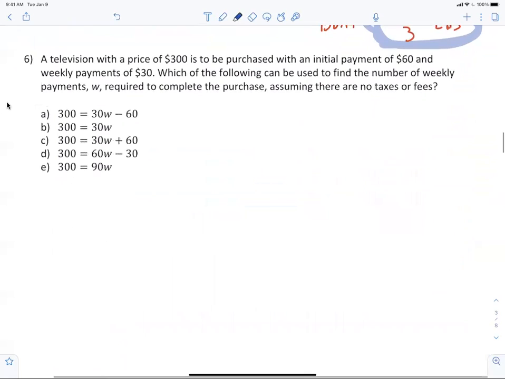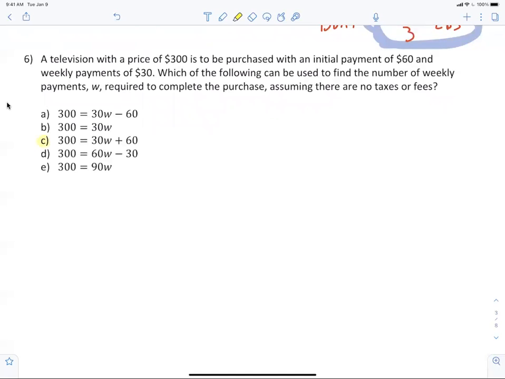Okay, here we go. Everybody's looking at number 6. A television with a price of $300 is to be purchased with an initial payment of $60 and weekly payments of $30. Which of the following can be used to find the number of weekly payments W required to complete the purchase, assuming there are no taxes or fees? Come on now, everybody should be able to get this one. What is it? I got C. I have a C so far. And like I said, I don't want to go over this if everybody's saying it's C.